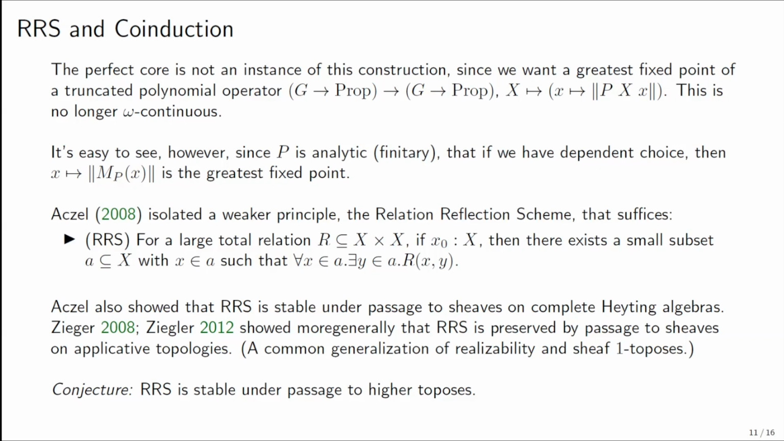And I didn't know this notion of applicative topologies. It seems quite interesting. It's a common generalization of realizability and a sheaf model, at least for the case of one-toposes. So as another side question, is there some version of this that would work for higher toposes? Maybe. In any case, I do conjecture that we do know how to make sense of higher toposes, and if we had the model theory of univalent type theories and univalent mathematics, then this would still be stable under passage to sheaf models.